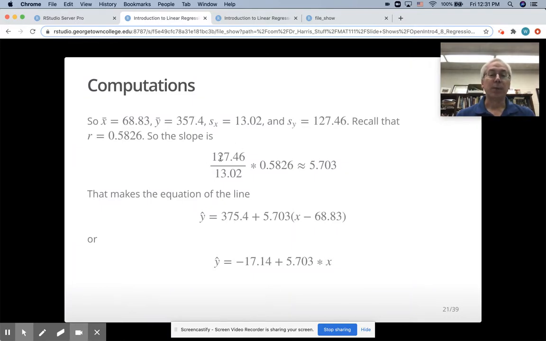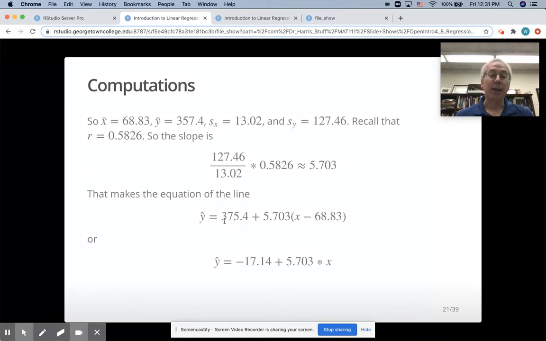So the slope is going to be the standard deviation of the y's divided by the standard deviation of the x's times the correlation, which is about 5.7. And then y hat, I've written it slightly differently from what I had before. I've moved the y bar over to the other side. If I write y hat minus y bar equals slope times x minus x bar, and then if I just add y bar to both sides, this is what I would get.